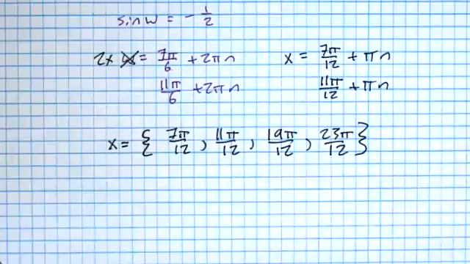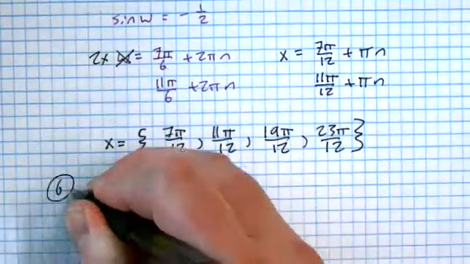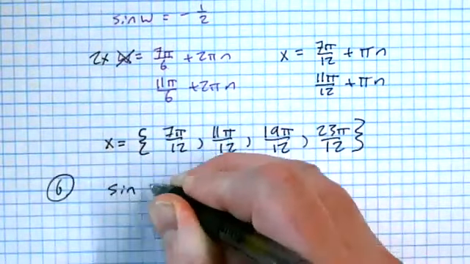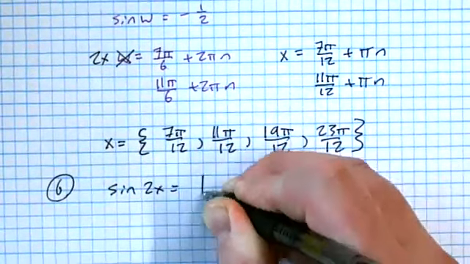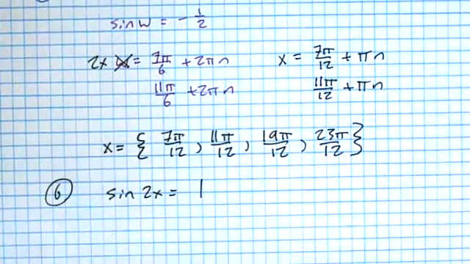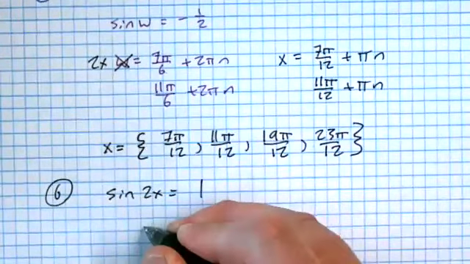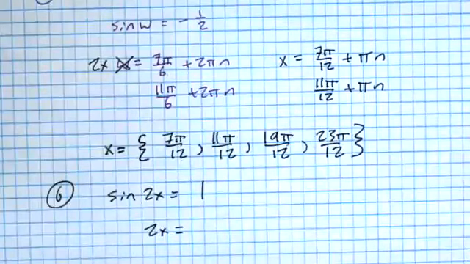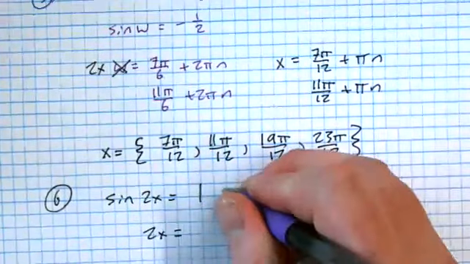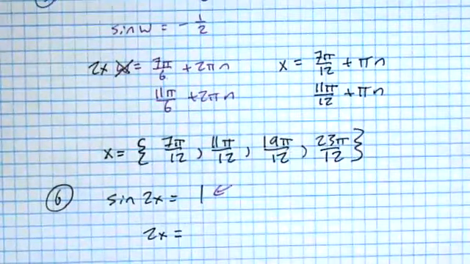So I would like you guys to go ahead and tackle number 6 right now. Do the same thing we just did. Follow those same steps that we just did. I'm going to streamline a little bit. So this time it's sine 2x equals 1. And rather than do the W substitution, I'm just going to say 2x equals, and I'm going to go to my wheel of fun and look for sine values that give me 1.